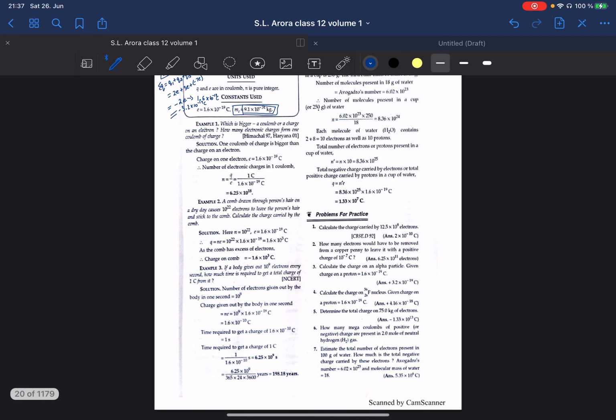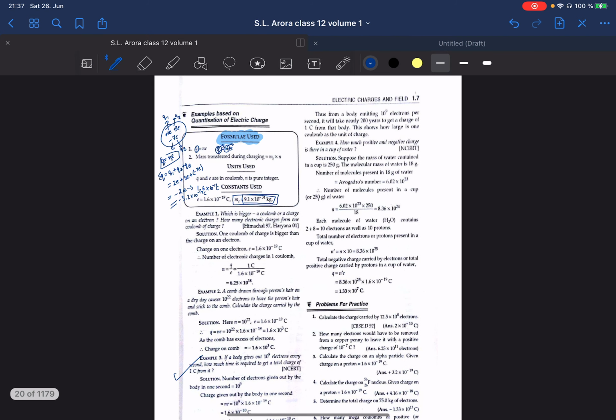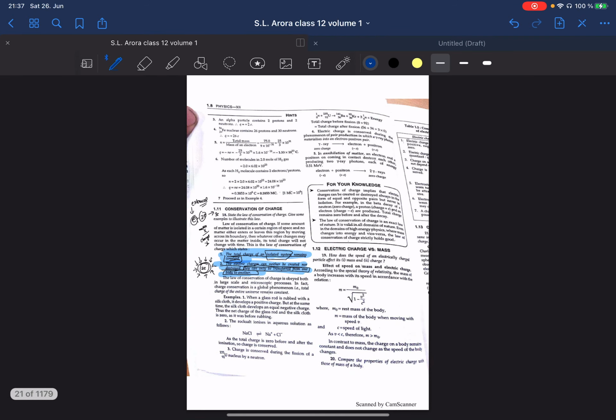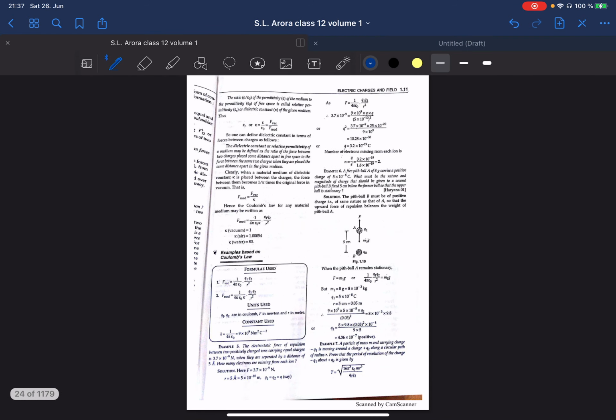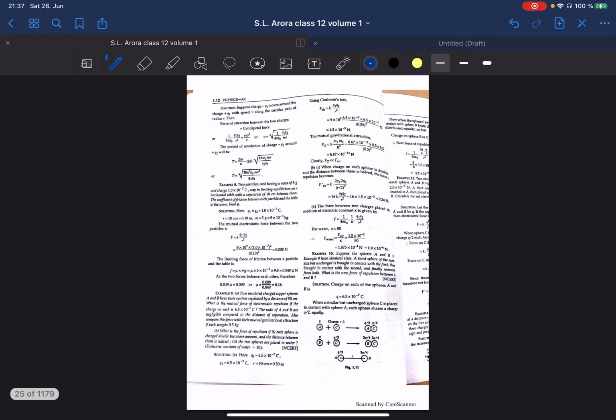I'll do this in the next video. I'll solve the NCERT questions, both of these, in the next video, and we'll go ahead with the topic. I hope we'll solve all these questions in the next video.